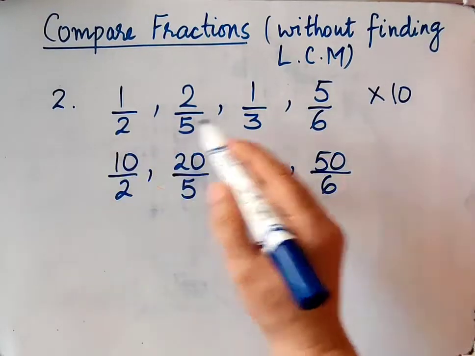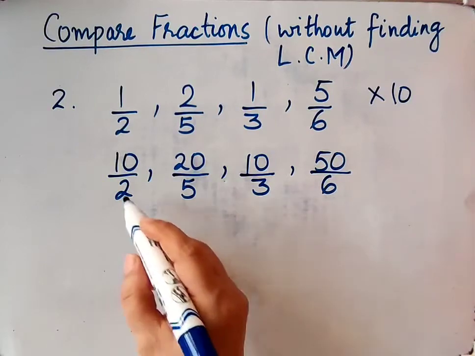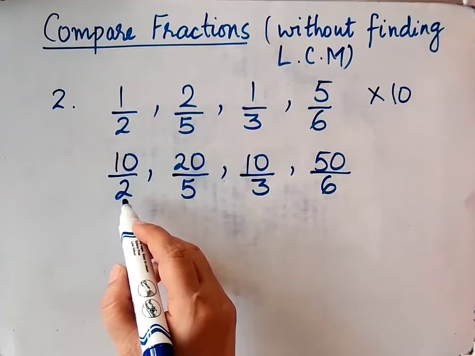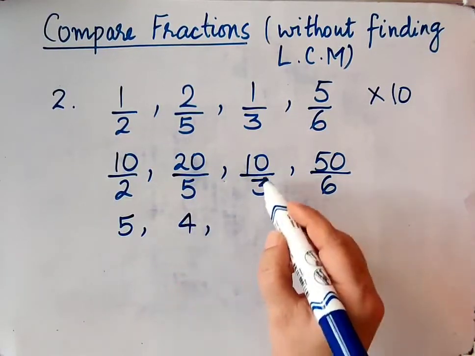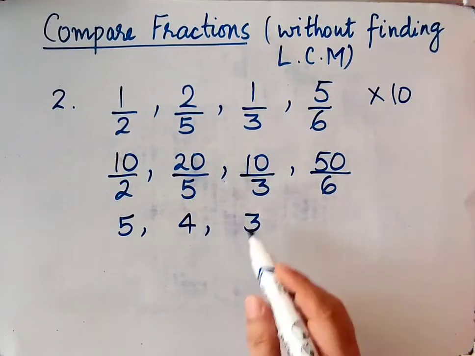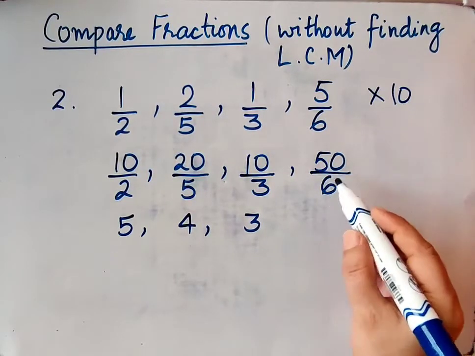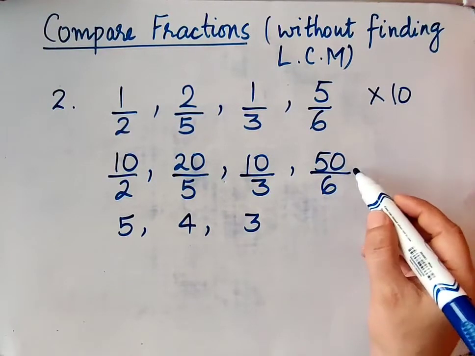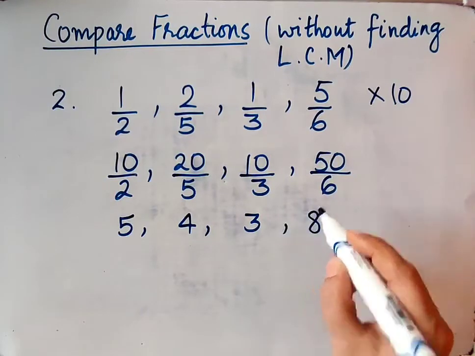Okay, while comparing, you can multiply or divide by the same number. So now with 10 by 2, you don't need to divide completely, you just have to see. 10 by 2 becomes 5. 20 by 5 becomes 4. 10 by 3: 3 times 3 gives me 9, and 4 times 3 gives me 12, therefore the quotient here will be 3. Similarly, 50 divided by 6: 6 times 8 gives me 48, that is smaller than 50. 6 times 9 gives me 54, that is bigger than 50. Therefore, I will go for 8.